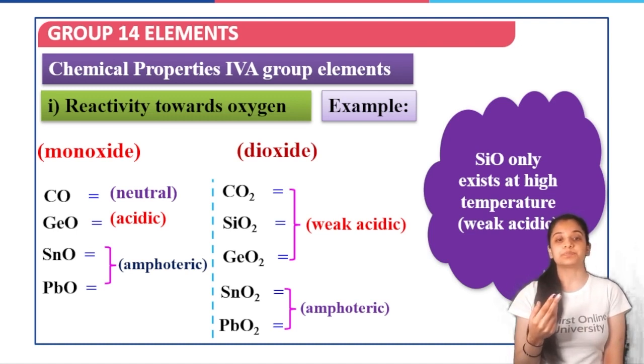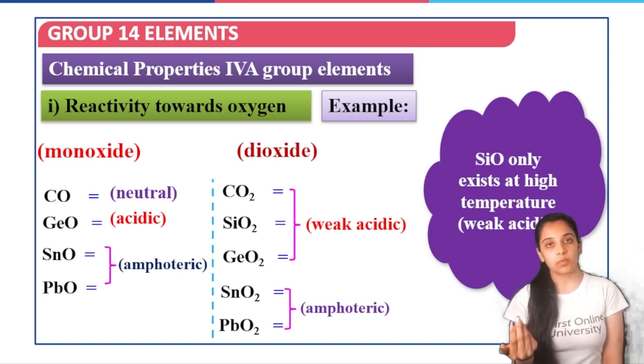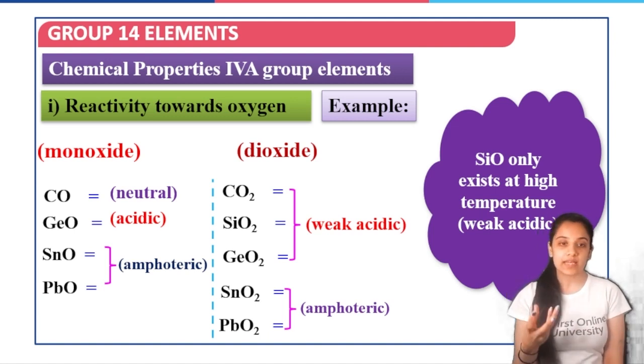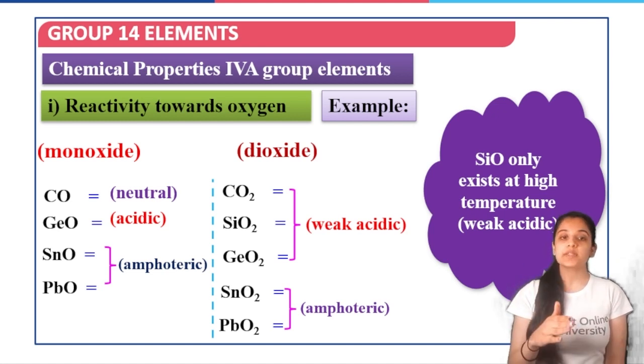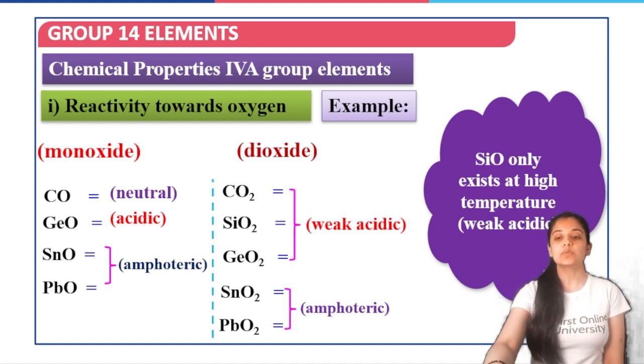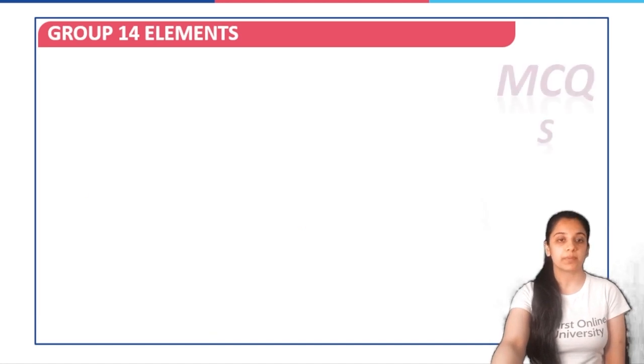And for germanium and silicon, both monoxides and dioxides are weakly acidic. Carbon monoxide is neutral, and carbon dioxide is weakly acidic. This is how you can remember.